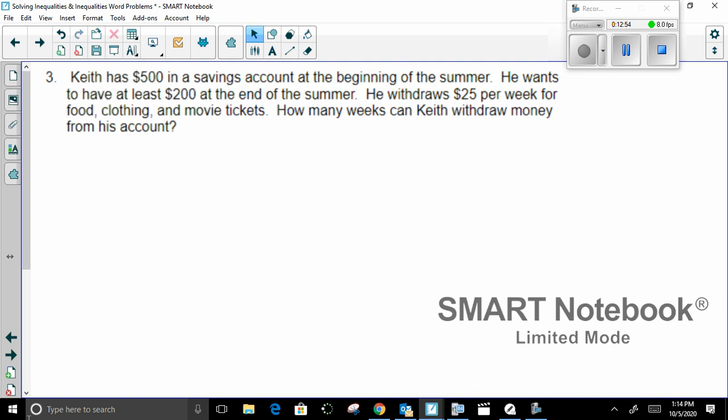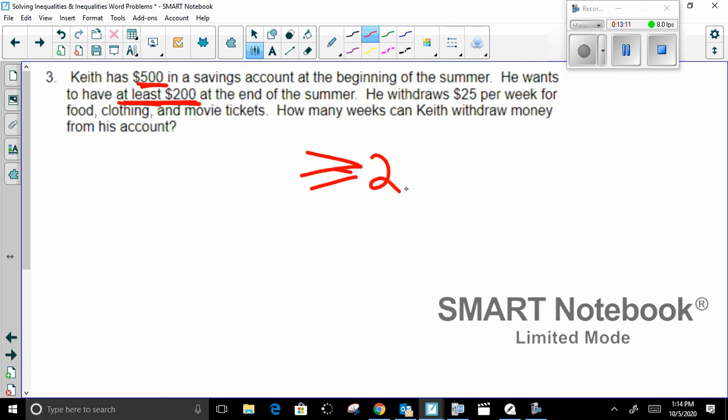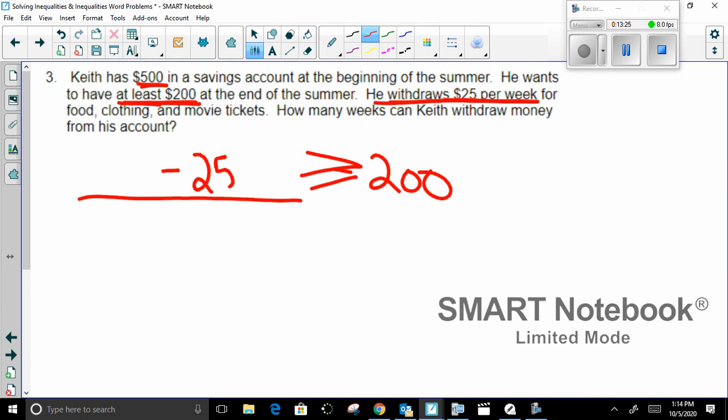All right, so currently he has $500 in his account. He wants to have at least $200. At least means I want 200 or I want more than that. So that's greater than or equal to 200. And on this side has to be the rest of my inequality. He withdraws 25 per week. Withdraws means to do what? Very good, it means take away. So he takes away 25 per week. Does it tell me how many weeks? It doesn't. So I'm going to let X equal my number of weeks.